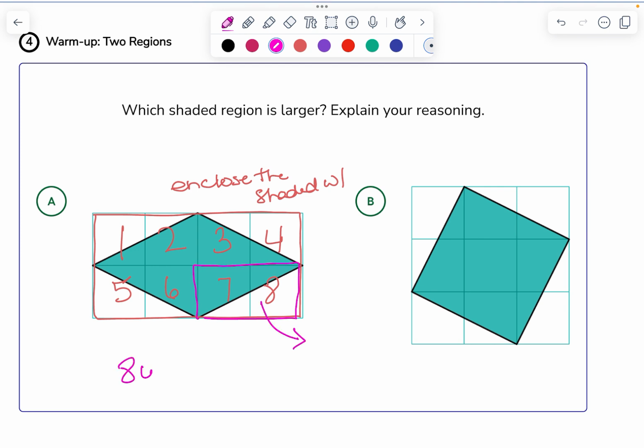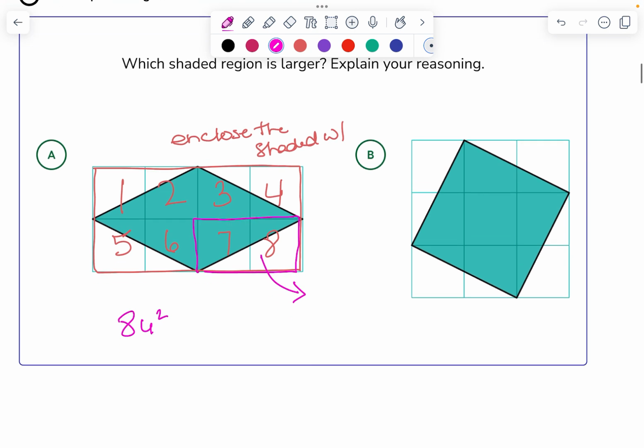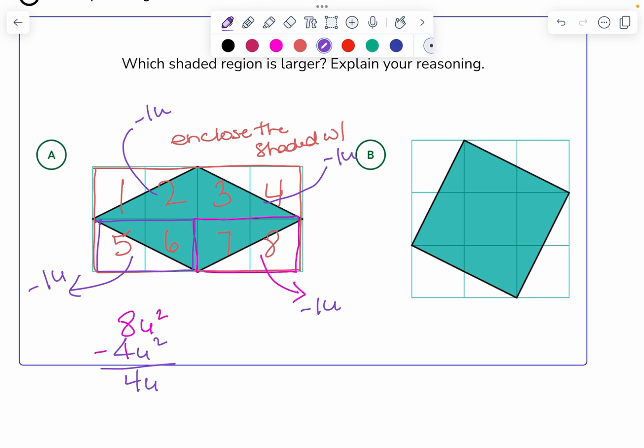So I started with 8 units squared. I have to take away 1, where the pink is. I can come over here, and here's 2 units. And again, I'm going to take away 1 unit, take away 1 unit. And as you can imagine, take away 1 unit, take away 1 unit. So I can take away 4 units squared. So A has 4 squared units.